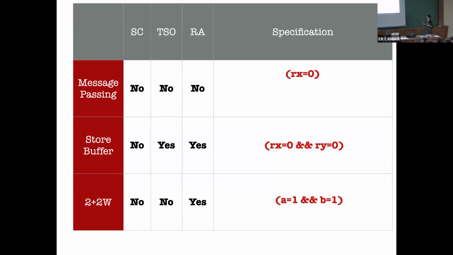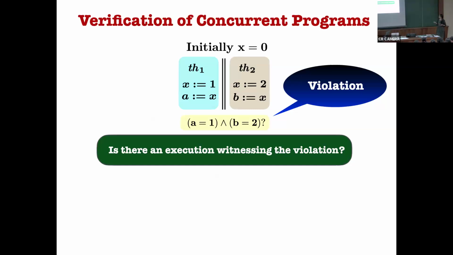Yes, exactly. Okay, so now the verification of concurrent programs. My question is going to be, can you check whether there is an execution that witnesses this violation? Assume that there's a violating property. I want to know, does there exist an execution where you can actually see this happen? And how do you do it in practice? That is the question.